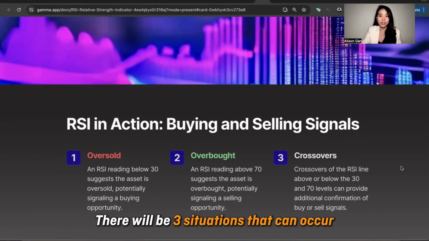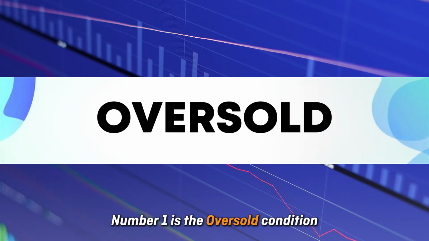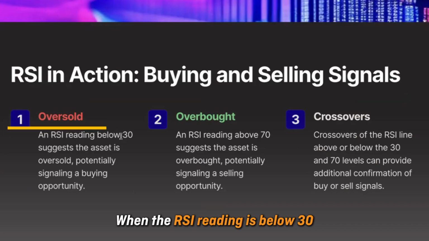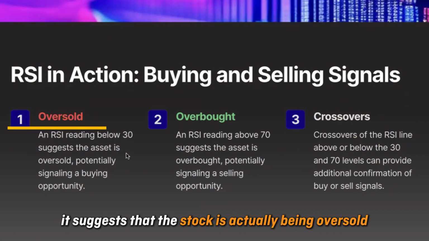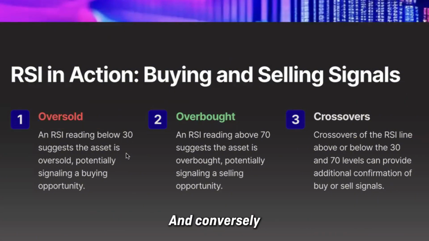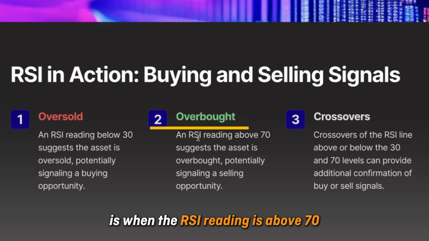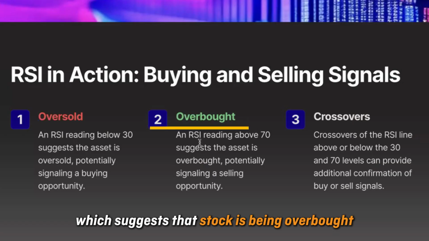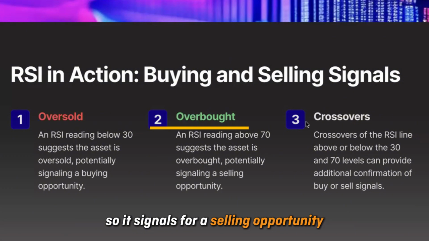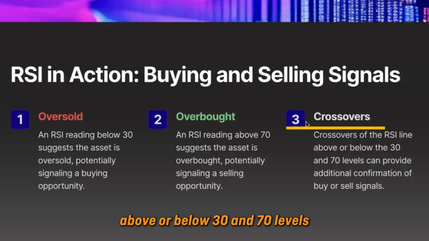There will be three situations that can occur when you are using the RSI indicator. Number one is the oversold condition. When the RSI reading is below 30, it suggests that the stock is actually being oversold. So it signals a potential buying opportunity. And conversely, the overbought situation is when the RSI reading is above 70, which suggests that the stock is being overbought. So it signals a selling opportunity. And the third situation, the crossover of RSI lines above or below the 30 and 70 levels can provide additional confirmation of the buy or sell signals.